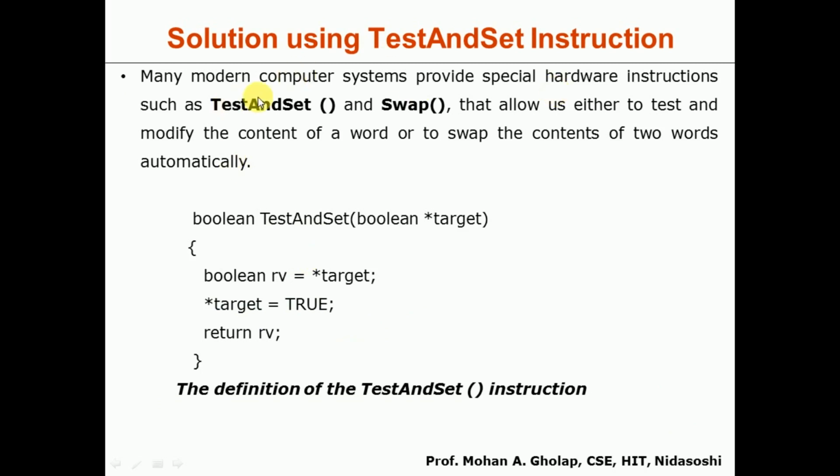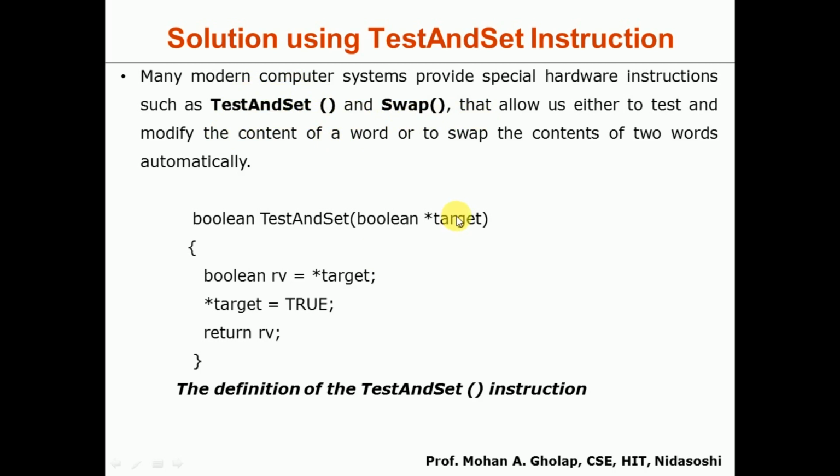One more solution is using the test and set instruction. Many modern computer systems provide a special hardware instruction such as test and set and swap that allows us to either test and modify the content of a word, or to swap the content of two words atomically. Here, test and set means to test and modify the contents of a word, and swap means to swap the content of two words.